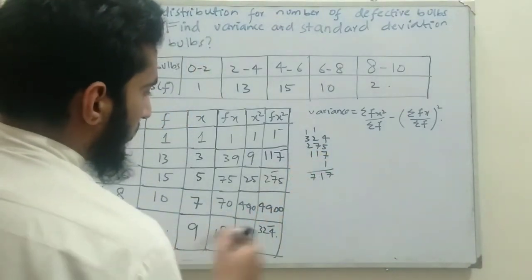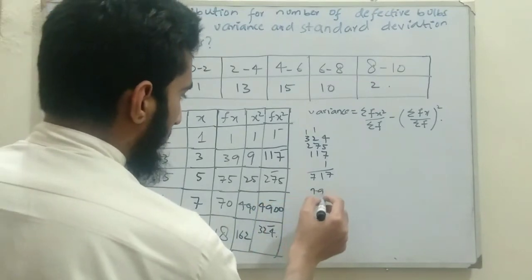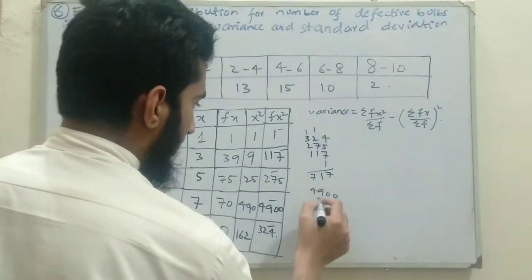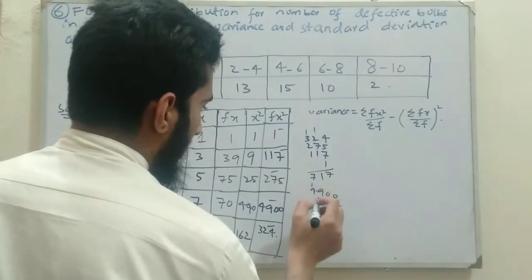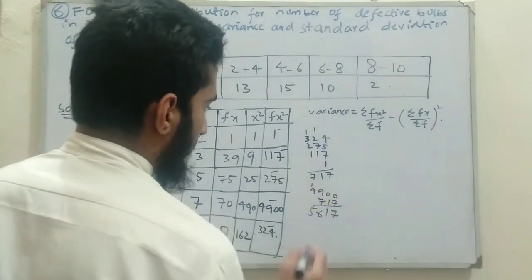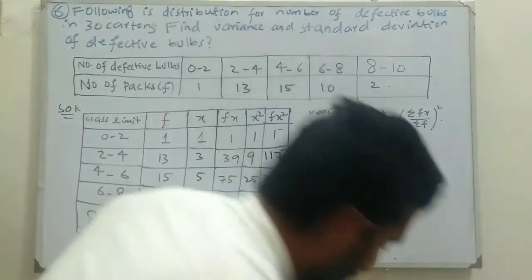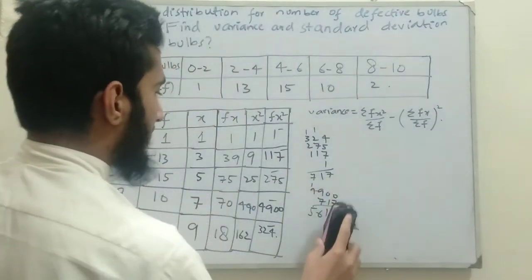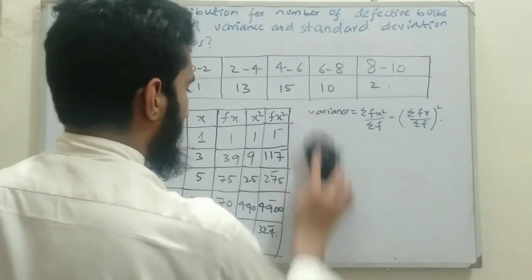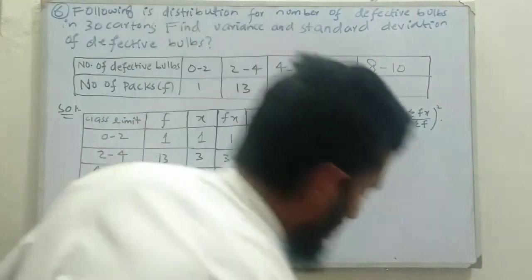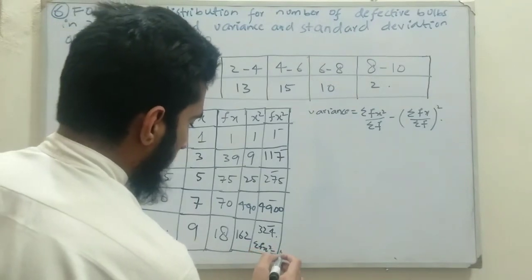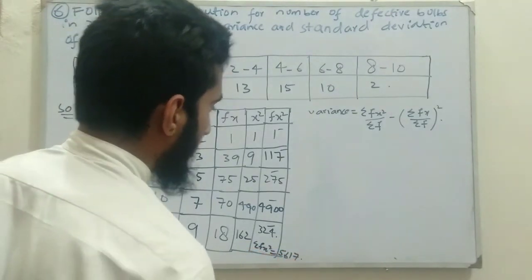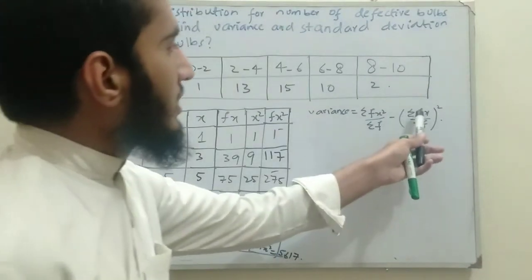After this we are left with 4900. So add 4900 with 717. It will give us 5617, which is actually our summation of f of x square. So summation of f of x square is 5617.